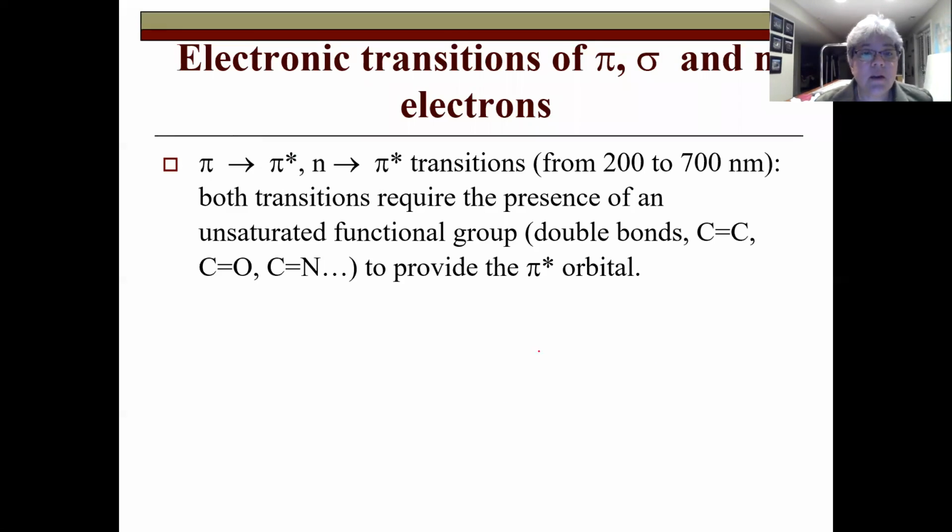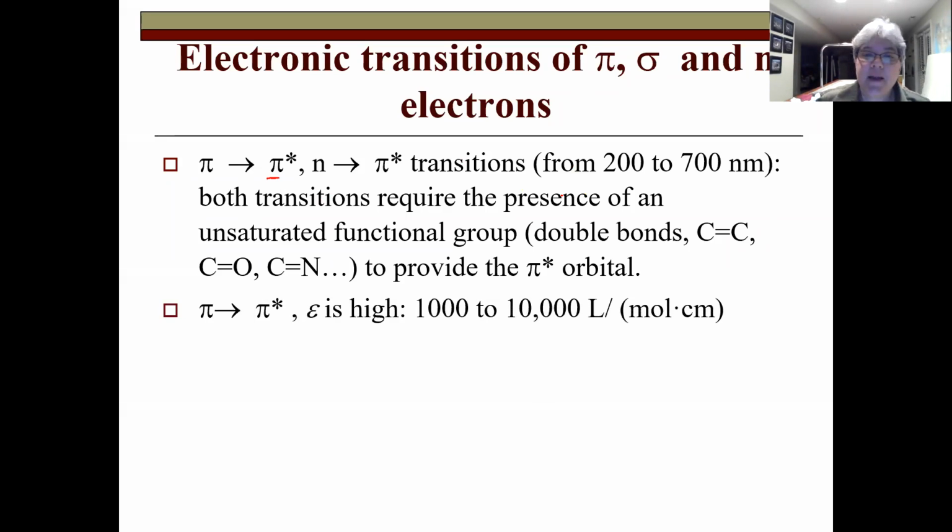So the important ones are going to be the pi to pi star and the N to pi star. Notice both of these have this pi star. Pi, remember, means there's a double bond or a triple bond. So all of these are molecules that have double bonds or triple bonds. That's what you need to have that pi star excited state. For the pi to pi star, as I already said, the absorptivities are pretty high, so these are going to be pretty strong transitions.